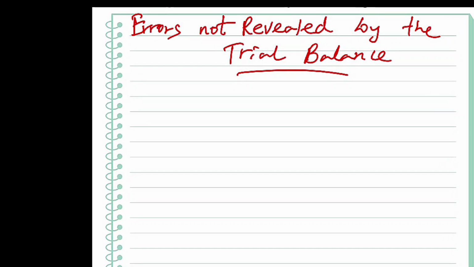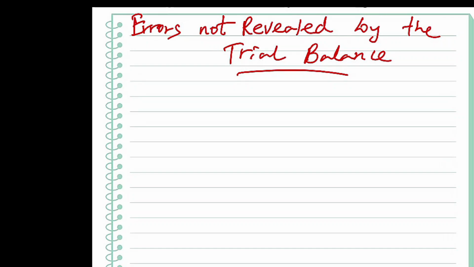Why do we say not revealed by the trial balance? The trial balance still balances along with the existence of these entries. What is the first one? A transaction has been completely omitted, missed out. Do you think the trial balance still balances? Yes. Why? If you have recorded the other entries, it will still balance.